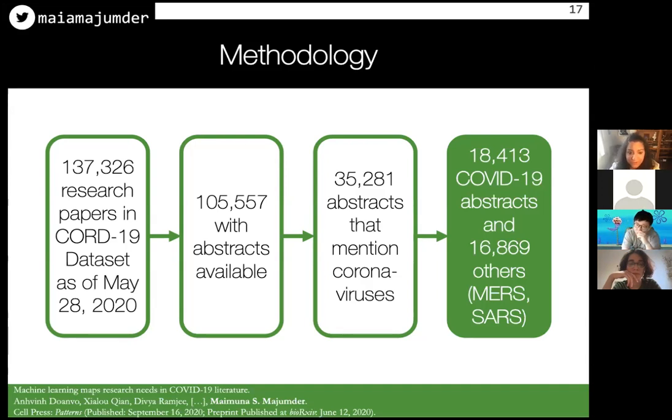Among these, about 35,000 mentioned coronaviruses explicitly in the abstract, indicating that the paper itself was about coronaviruses rather than simply referencing coronaviruses in passing, or say in the citation list. Over half of these coronavirus abstracts were about COVID-19. The remaining fraction referenced other coronavirus diseases, like MERS and SARS instead.